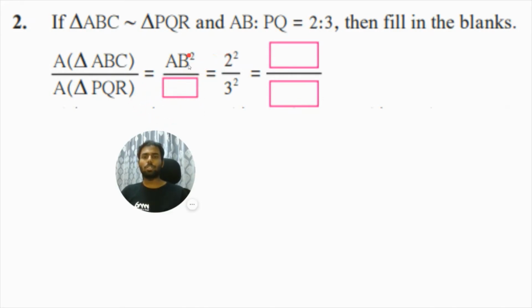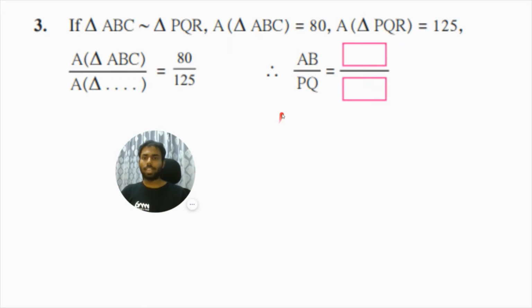Then you substitute AB square upon PQ square will be 2 square upon 3 square, right? So 2 square will be 4, 3 square will be 9. Those are your answers. Here you will have PQ square, here you will have 4, here you will have 9. Okay, that's your answer to the second question. It was a very simple question. Okay, we're going to move ahead.